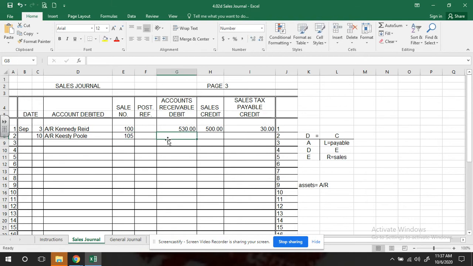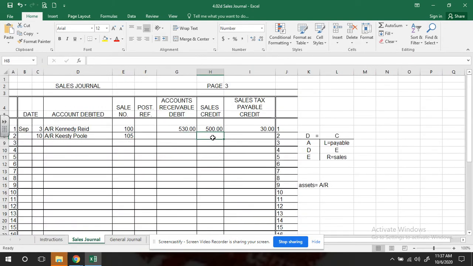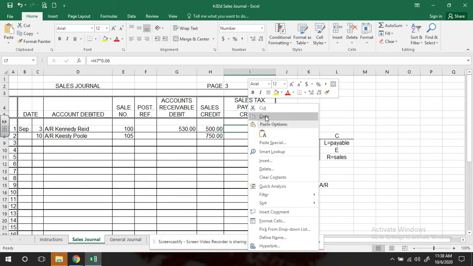Now we got to figure out what this person owes us. And it was $750 plus 6%. So we're going to put $750 for sales. We got to figure out how much is tax. Now here's what I'm going to do. Again, I'm going to let the computer work for me. I'm going to go to this cell, I7. I'm going to right click, because remember this has the formula in it. I'm going to right click and I'm going to copy.